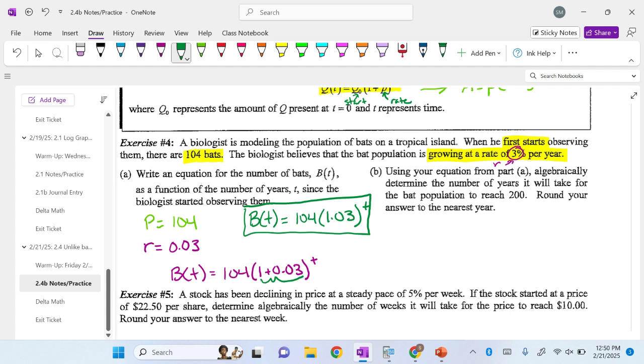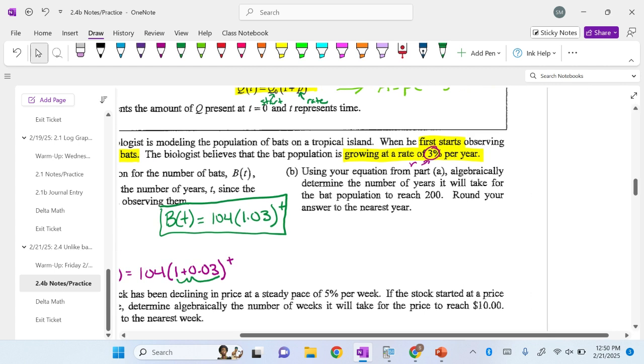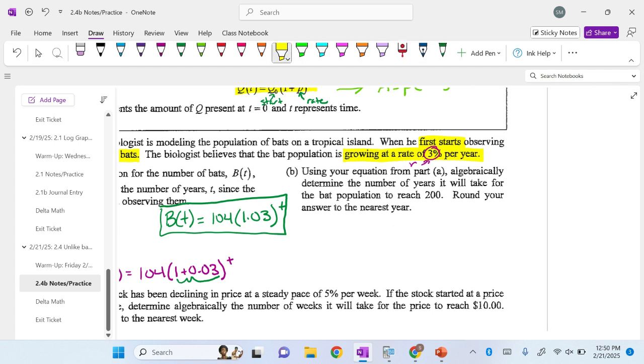All right. Now, the next thing that we're going to do is we're actually going to do some solving. So it wants us to know algebraically how many years it will take for the population to reach 200. So let me ask you this. Is 200 going to be my B of t, or is that going to be my t value? B of t, because remember, t represents the number of years that have passed. So 200 is actually my B of t. Now, that means I get 200 is equal to, because that's my B of t.